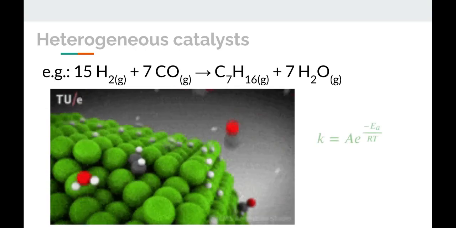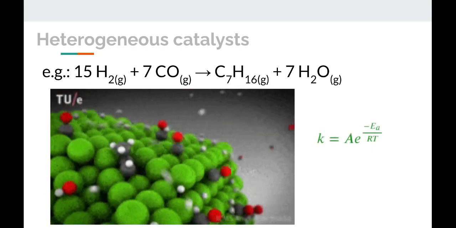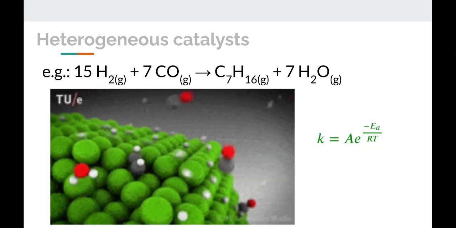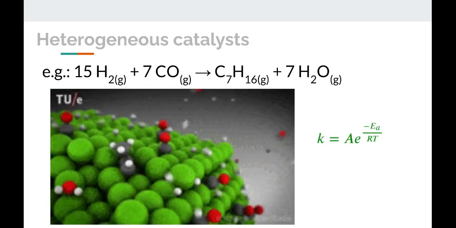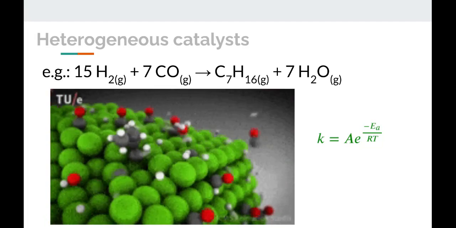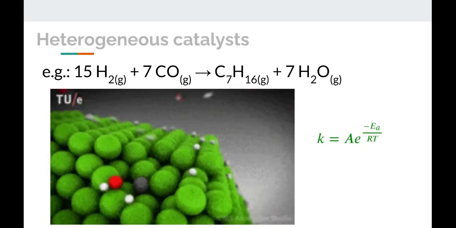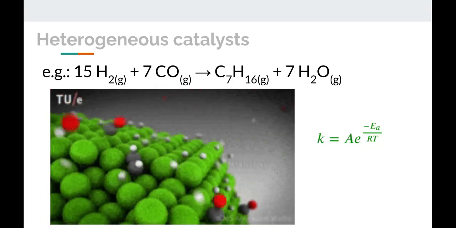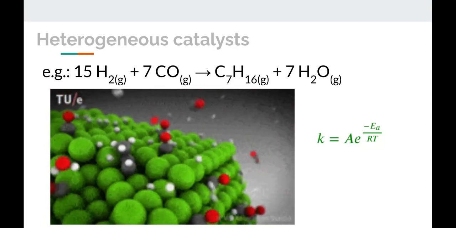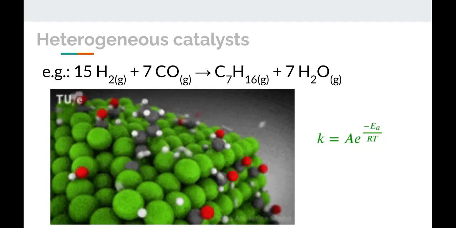But what we do is we provide a metal surface for these particles to stick to. So the hydrogen particles and the carbon monoxide particles can stick to the metal surface, and then they're only moving around on the surface, and it's much easier for them to find each other, and then you can build the C7H16 and water molecule products on that surface.